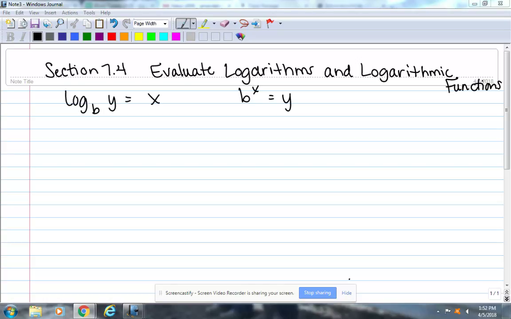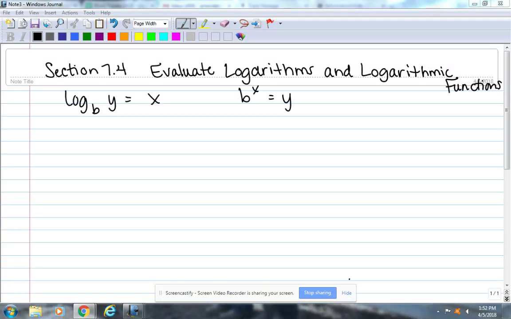It says log base b of y equals x. Now this little number in the bottom is our base. The number after the equal sign is your exponent. My Algebra 2 teacher would say a logarithm is an exponent. So whatever the log stuff equals, that part is the exponent. So your base is easy to pick out because it's always the number on the bottom. This is your exponent, and this is the answer.